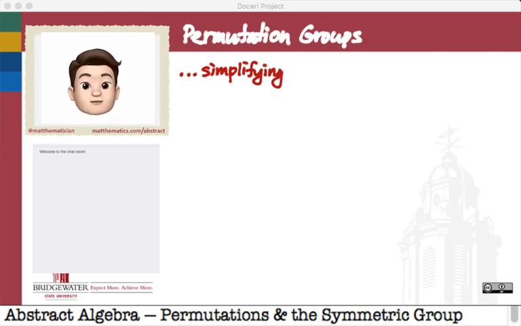So I want to talk a little bit about a couple of shortcuts for taking powers of cycles as well as powers of inverses of cycles. So we'll get some more practice with that simplification process today.